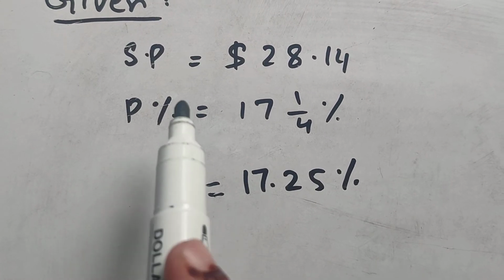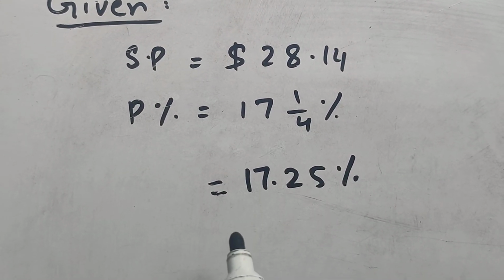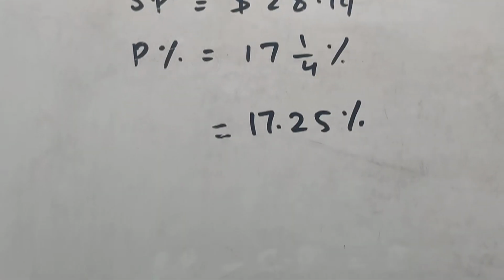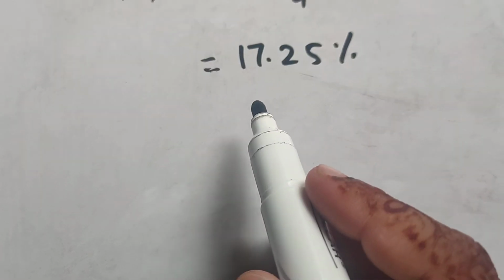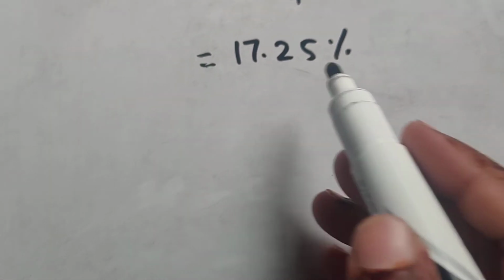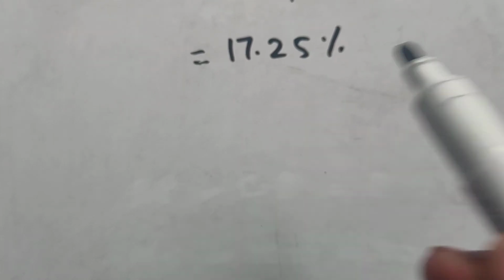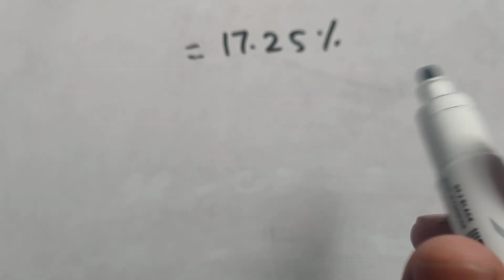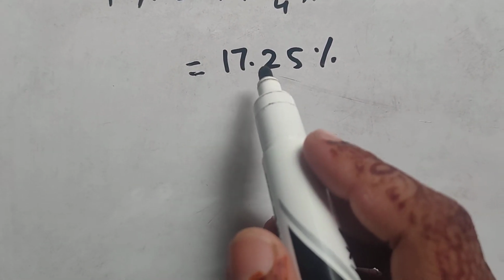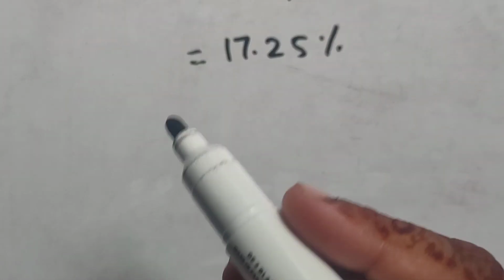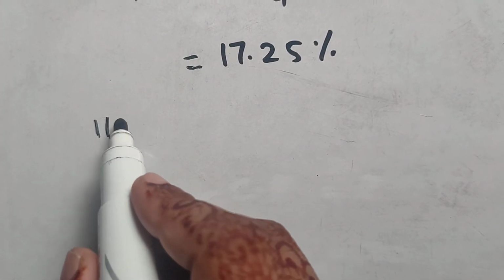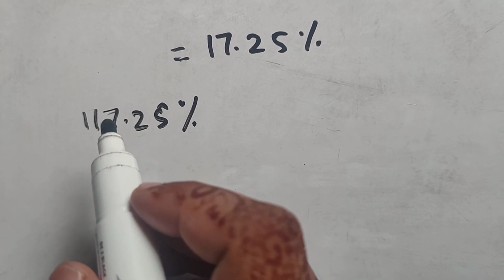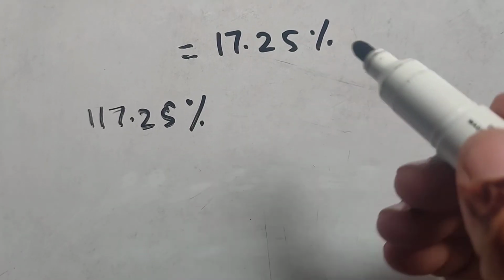So if we have been provided with a profit percentage of 17.25% with the selling price of $28.14, it means that we have 17.25% of profit and 100% of cost price. Cost price is the base, so it will always be 100%. All we need to do is add up this profit percentage with 100% to make it 117.25%, right? This is the percentage of cost price and profit.